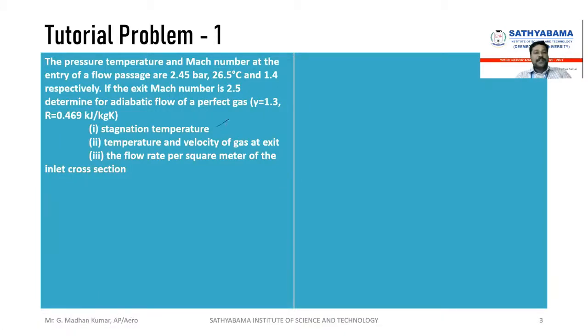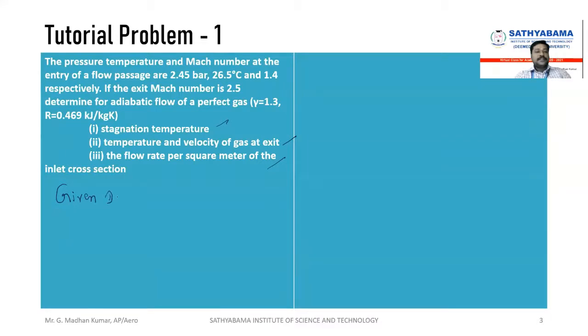So you have to find the stagnation temperature, you have to find the temperature and pressure at the exit, and then you have to find the flow rate per square meter in the inlet cross section. So all these things are there. We are going to evaluate step by step now. I need answers from you, students. That is, we have to write the given data first.